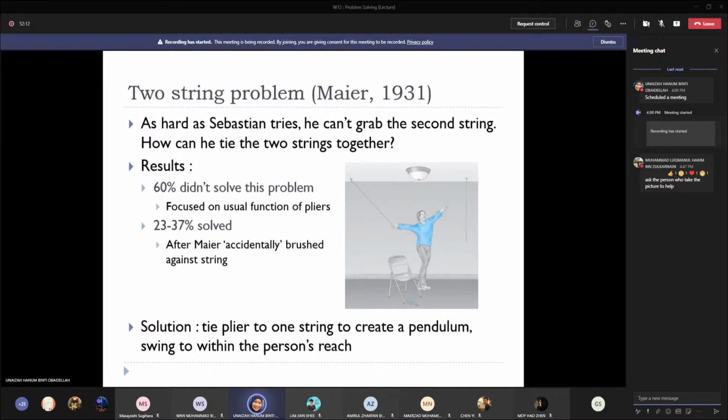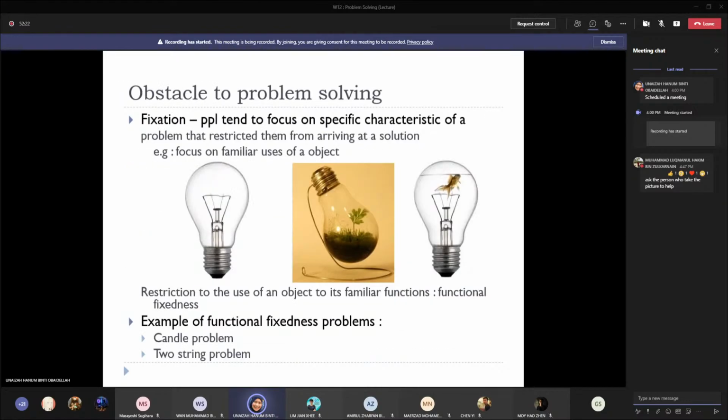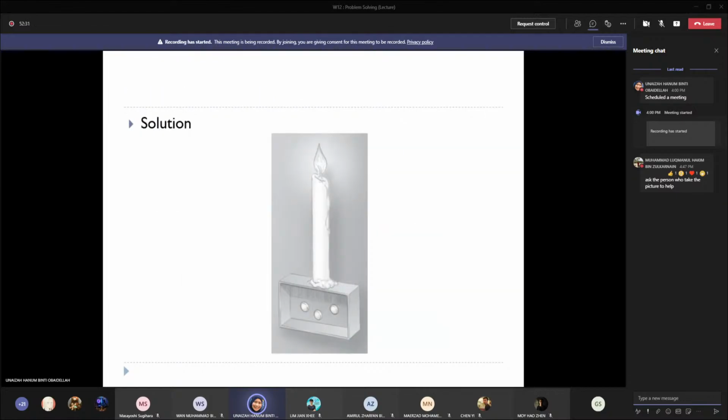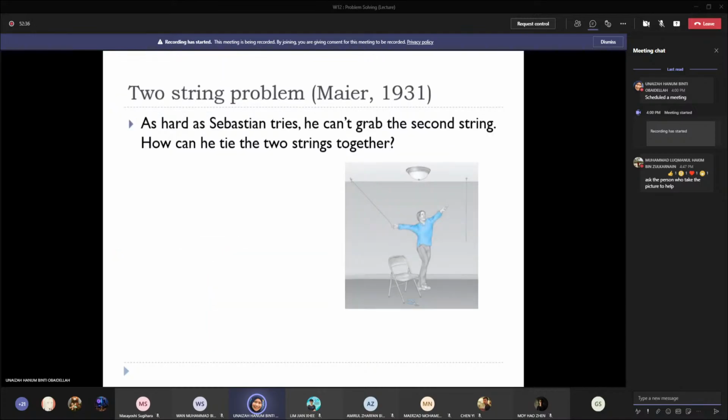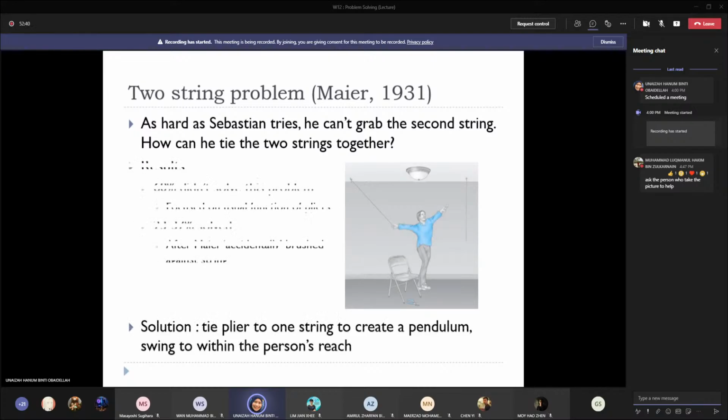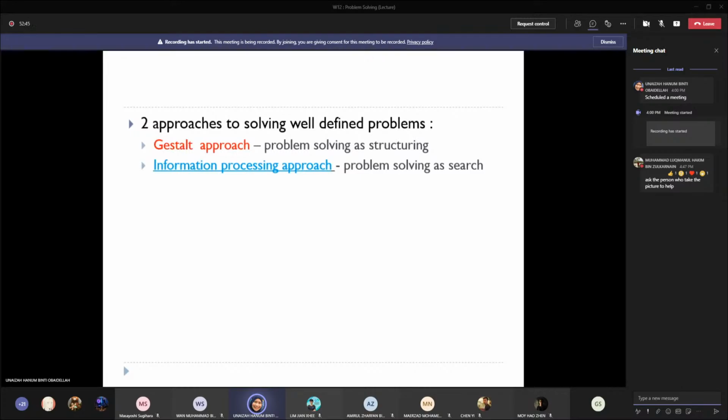So again, this is one of the reasons that functional fixedness is a very common problem, and it's not easy to think of a solution. This is when people say think out of the box. You really have to think out of the box, and it's not as easy as how it looks. So there you go, this is one of the solutions that you can get. Of course, we can go on and on.